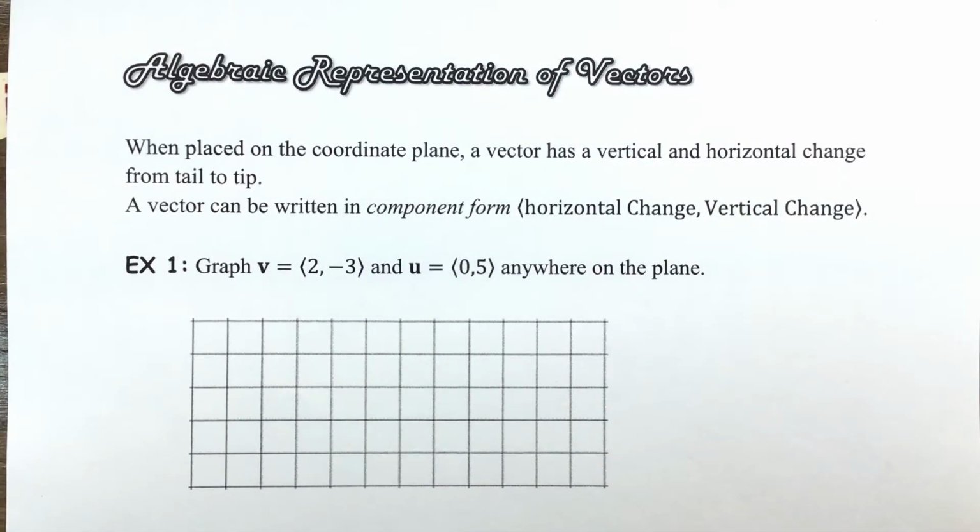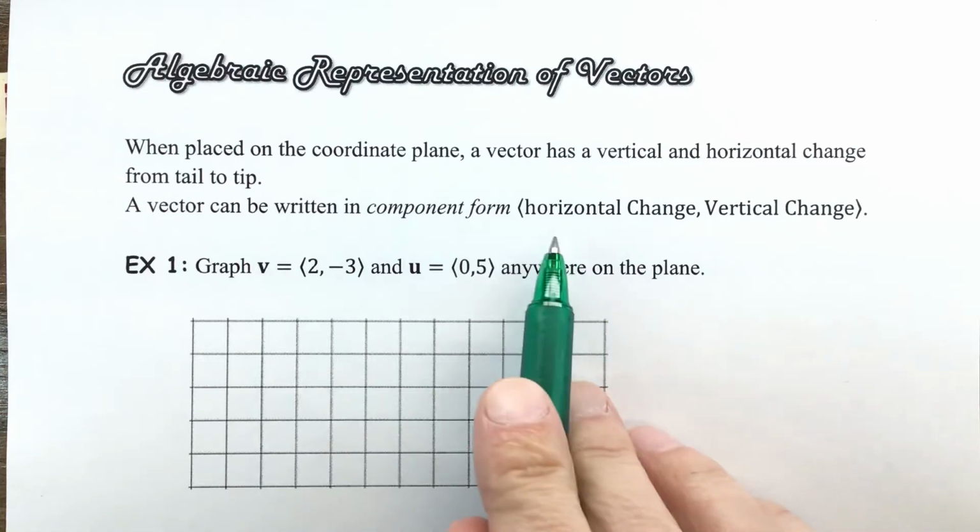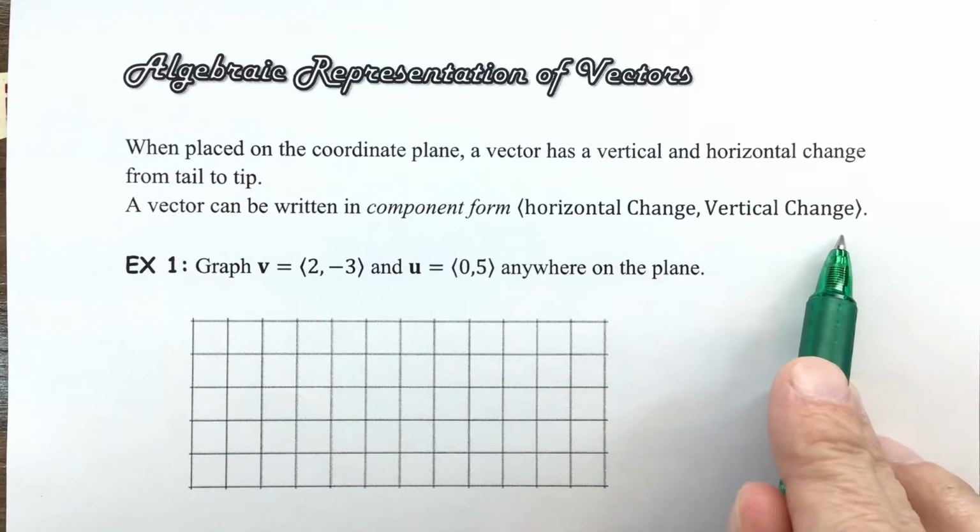The algebraic representation of vectors. When placed on the coordinate plane, a vector has a vertical and horizontal change from tail to tip. Therefore, a vector can be written in component form, which would be the horizontal change and the vertical change.